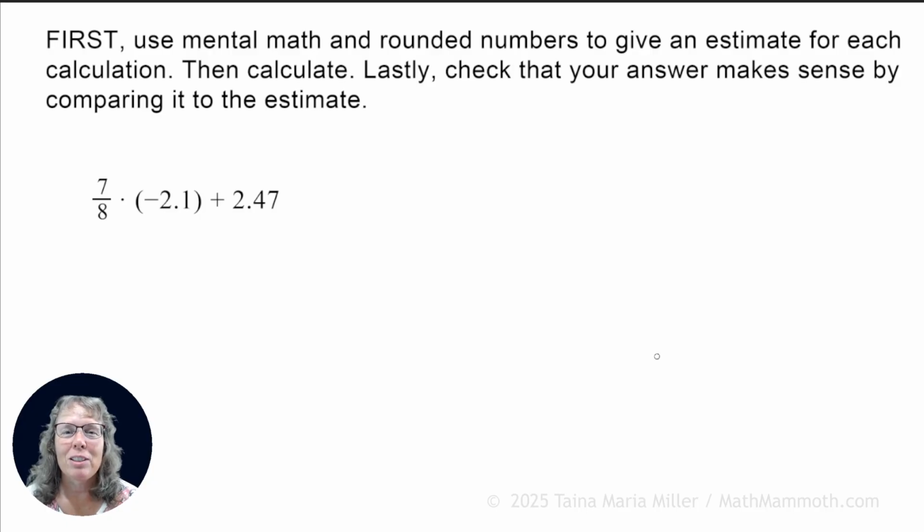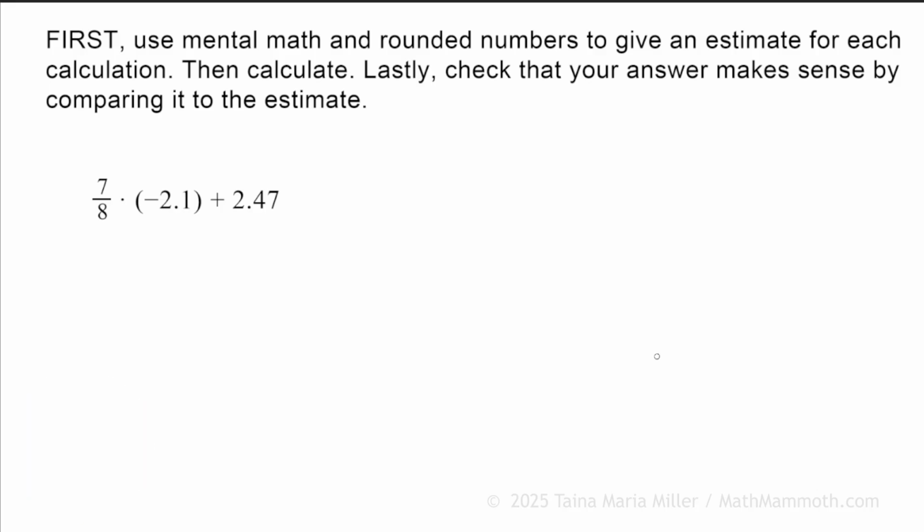In this lesson we're going to do some calculations with rational numbers. Rational numbers are basically your fractions and decimals, decimals that can be written as fractions. With these calculations, we're going to first use mental math and rounded numbers to estimate the final result of the calculation, and then we'll calculate. We will then use the estimate to check that the final answer makes sense or is reasonable.